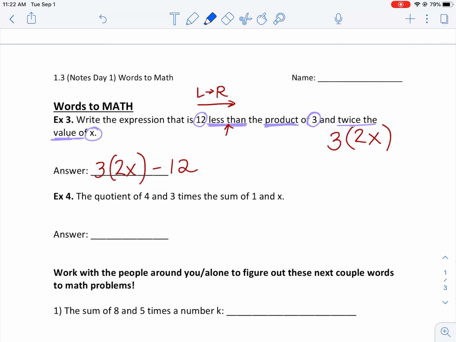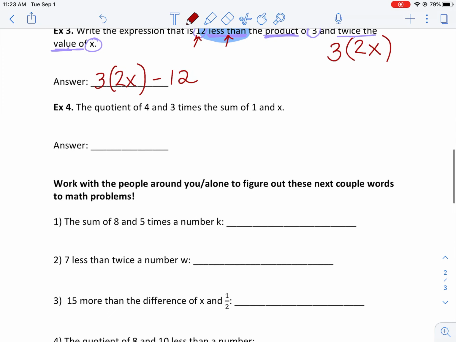So whenever you see that word, or I guess phrase, "less than," always think, that means I'm going to be taking away whatever number is in front of it. I'm going to be taking that away from the rest of whatever I'm about to write.